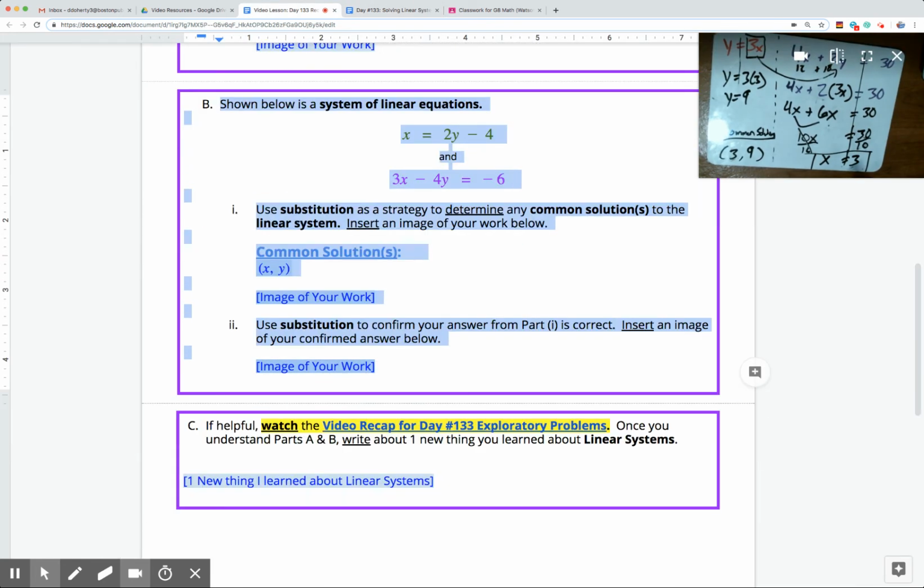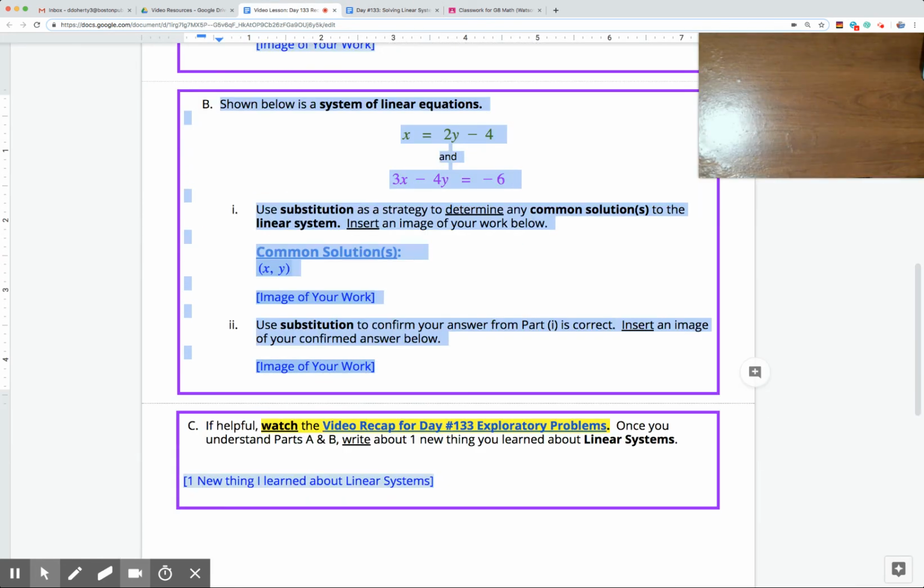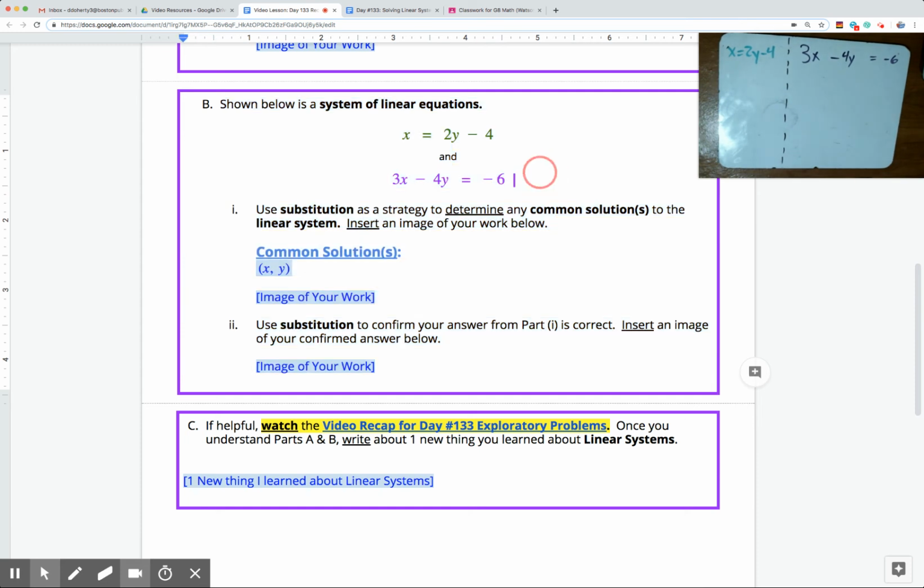All right. We're going to switch gears now. We're going to take a look at Explore Problem B. In the interest of time, it's a linear system, so we're just going to show you how to solve this more complicated linear system. They ask us to use substitution to determine any common solutions again, so that's been our strategy the last couple of days. We're going to try to replace one of the x's or y's to get it down to a 1-variable equation.